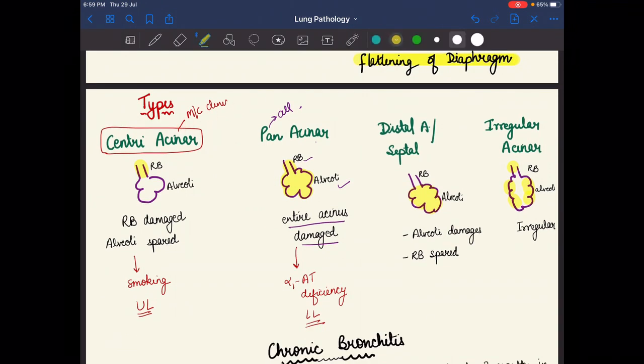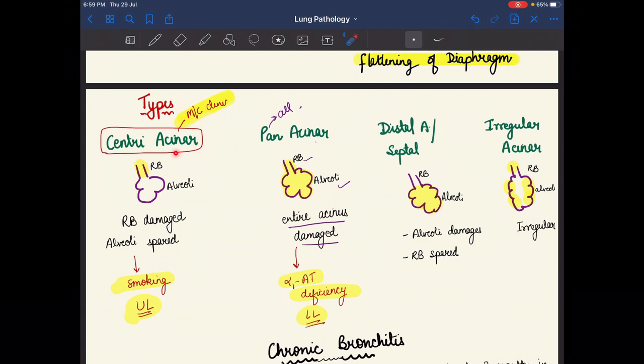Now, centriacinar is the most common clinically. It is seen with smoking, and the upper lobe is involved. And panacinar is seen with alpha-1 antitrypsin deficiency and has lower lobe involvement. So these were the types of acinar emphysema: centriacinar, panacinar, distal and irregular.